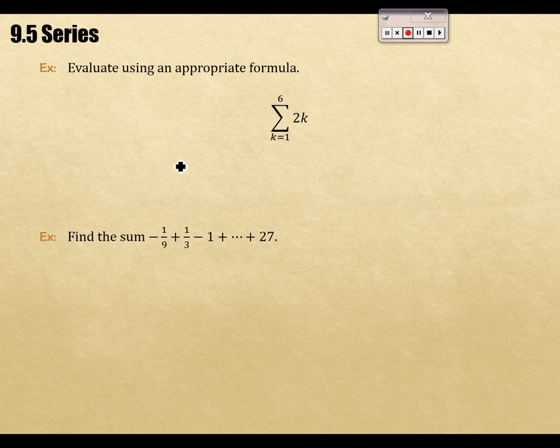Let's find the sum from k equals 1 to 6 of 2k. Wait, now this sounds familiar. S6 is what we'll call it. How about the sum of the first 6 terms? This sounds familiar, doesn't it? Did we do this one already? Maybe we did. The answer was 42, right? All right, let's see if we get 42.